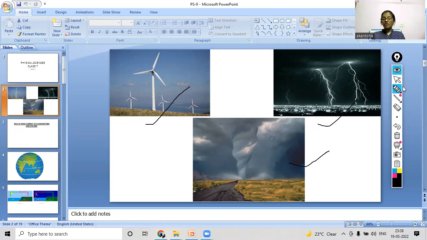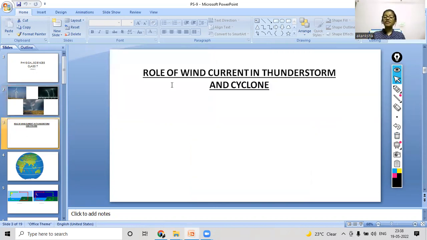Now, as you all answered correctly, what is the role of wind currents in thunderstorm and cyclone? If the wind current is more, the thunderstorm and the cyclone will be more dangerous and serious. So this is the rule. You all answered it correctly. Now we will move forward.